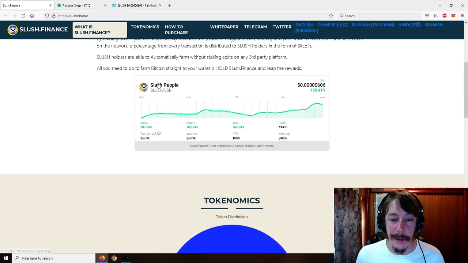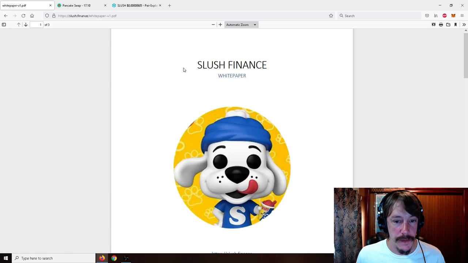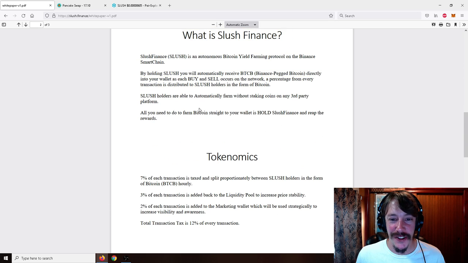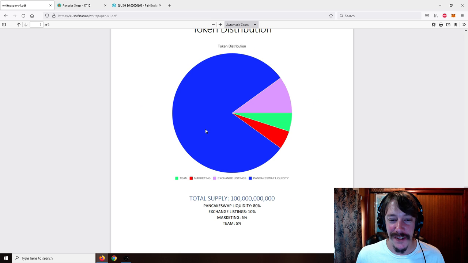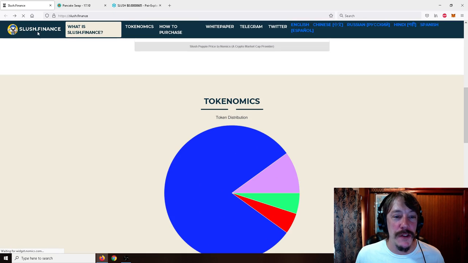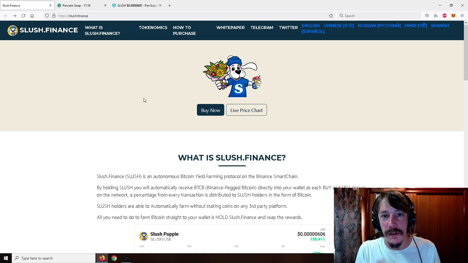They do have a white paper, however, it's literally the same thing. It's one of the smallest white papers I think I've ever seen, the Slush Finance white paper, and it just goes into the same exact thing in the tokenomics, and then shows a graph, and that's it. That's all you have, but really, the coin isn't that complicated. That's all it is: you hold it in your wallet, and the rewards from holding it in your wallet are what you're after, that Binance-pegged Bitcoin.